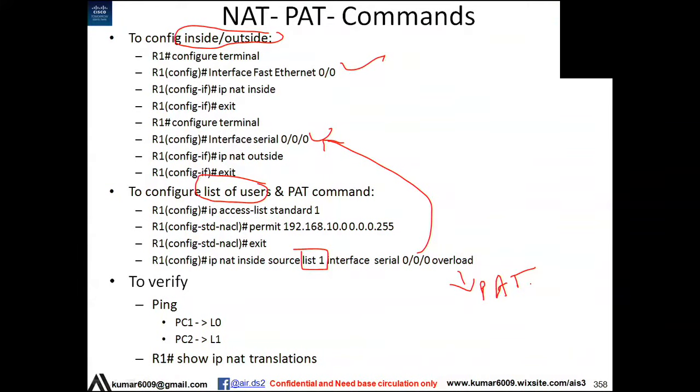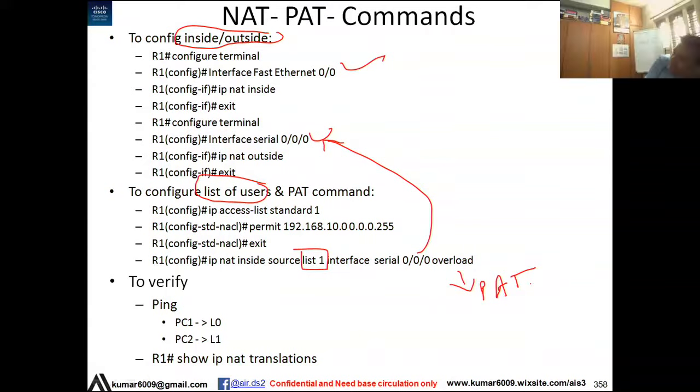The overload command means we are using the same public IP with different port numbers. This interface IP is the public IP. You take the interface IP and translate it into different port numbers. That is overload. Understood or not?